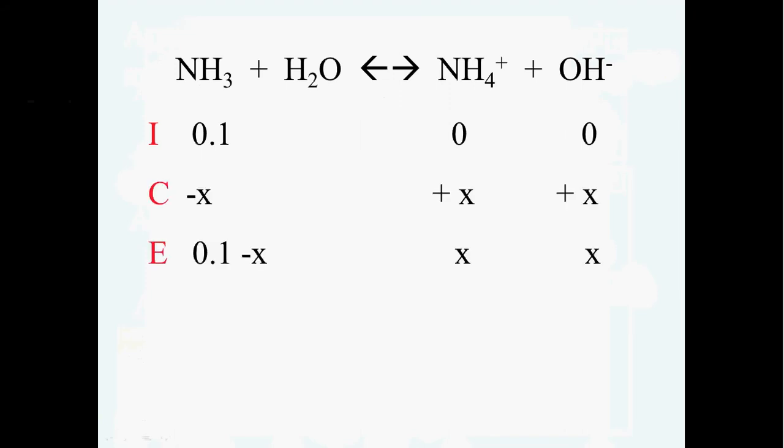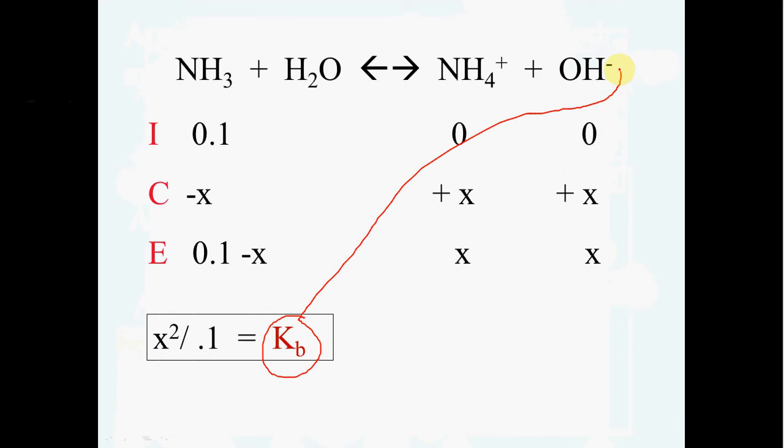So let's look at a typical weak base problem. Again, just like an acid problem, we set up our ICE table. We've got a 0.1 molar ammonia solution. We want to know the pH. We put our X's in. We set up our equilibrium at 0.1 minus X. So you've got X squared over 0.1. The only difference is, of course, since this is a base problem, we have a Kb.